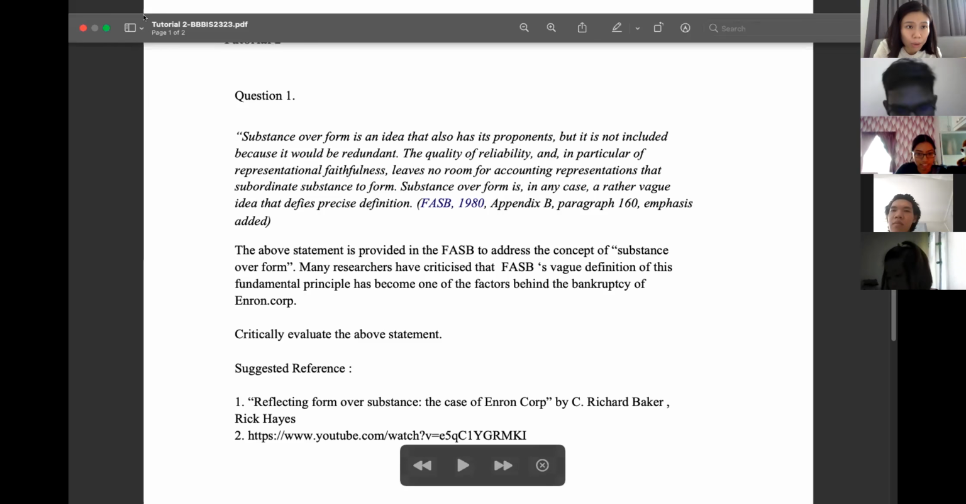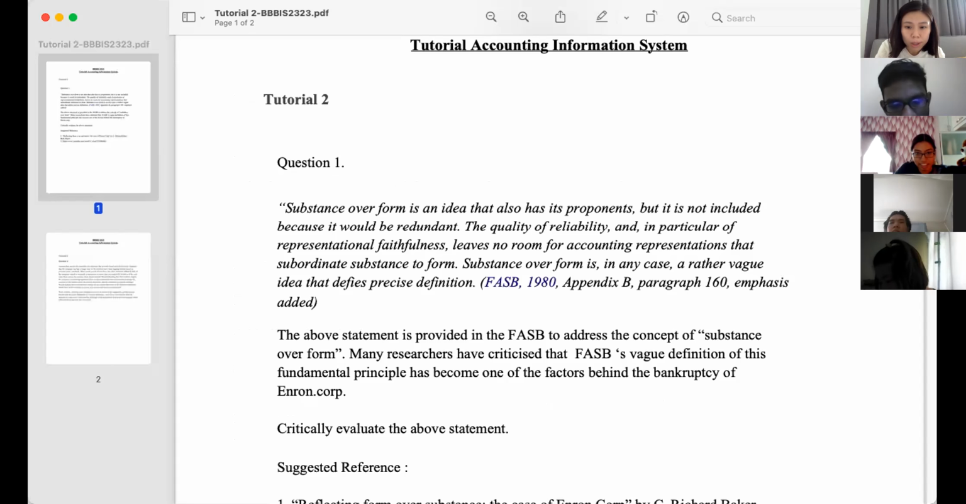Okay, I send you the reference first, reflecting from form over substance. Okay, I go to your WhatsApp group. I send you the reference. You can always look for more on the website. I give you two references.